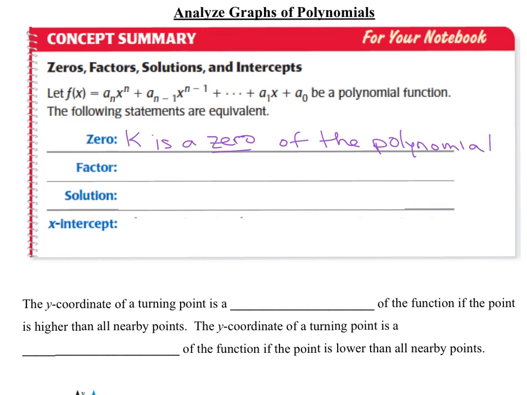And then we have something that's a little bit different. It's called a factor. A factor is when, remember when you multiply things together, they are called factors. So here we have a factor, and that would be x minus k. So our 0 is just k, and our factor would be x minus k.